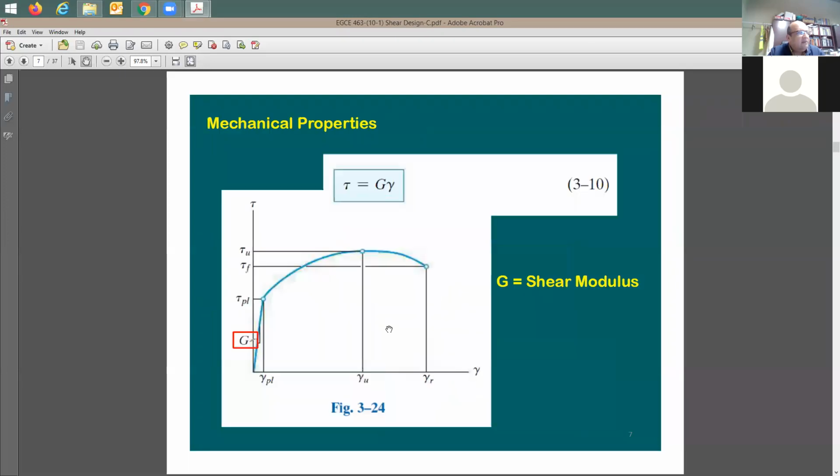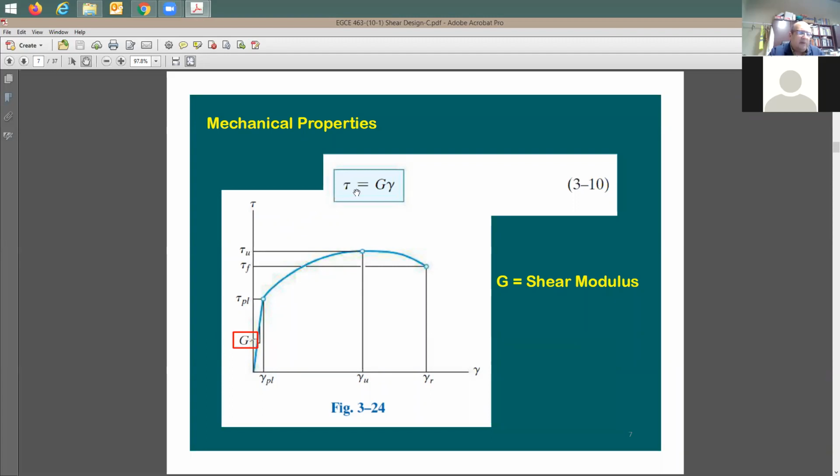Looking here at the stress-strain relationship between the shear stress and the shear strain. On the y-axis, we're going to be doing the shear stress. On the x-axis, going to be the shear strain. The relationship between the stress and the strain in the elastic range is going to be given by this equation.